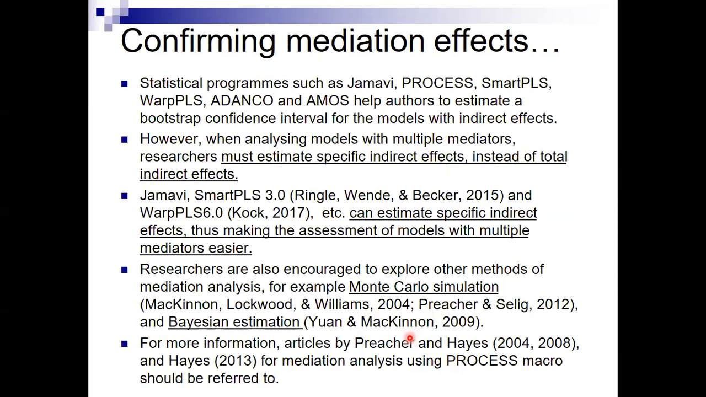Now, when you're doing multiple mediators, you must estimate specific indirect effects instead of total indirect effects. Take each mediator separately and try to identify these mediators separately. That can be done automatically by software, okay? But if you're doing these mediations manually, let's say by using a normal regression implementation strategy, then you have to be aware of holding constant some of the variables as the procedure requires.